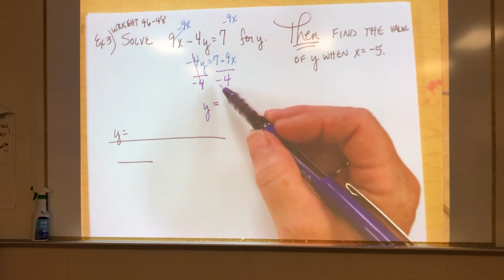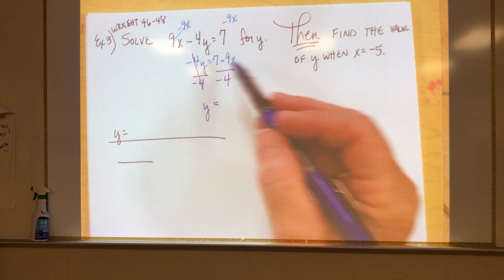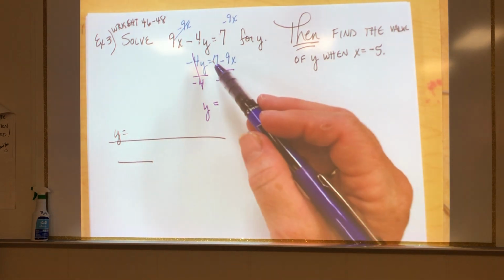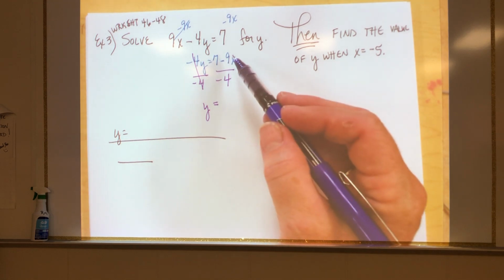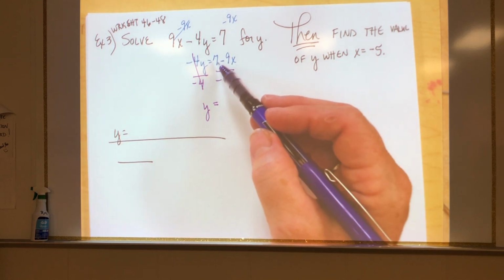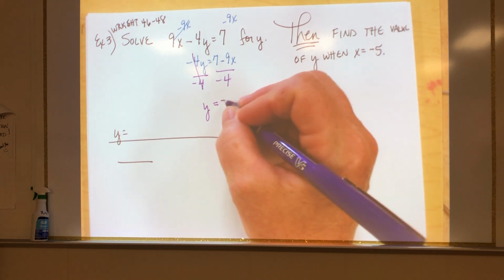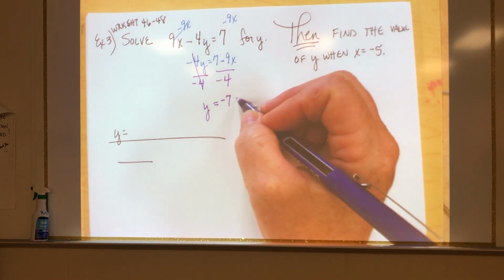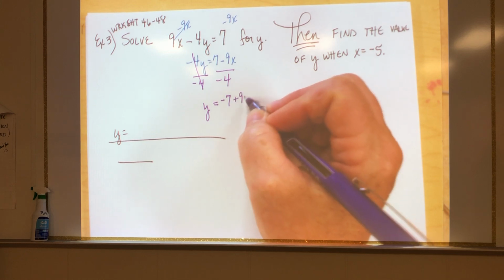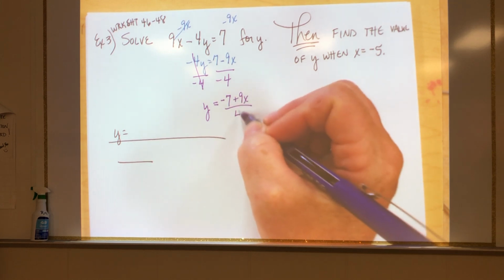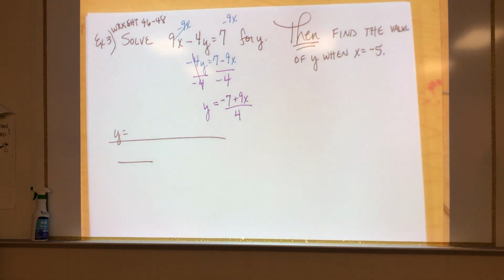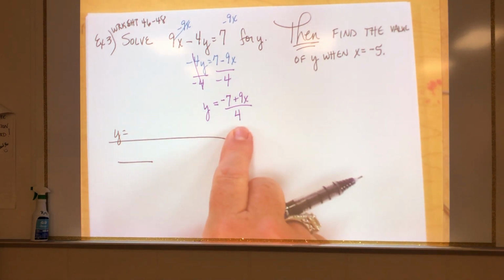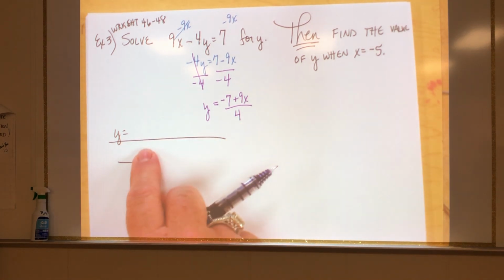So I'm going to take this negative and I'm going to pull it all the way through that top. If it's positive, it's going to make it negative. If it's negative, it's going to make it positive. So what's this 7 going to become? Negative 7. What's this negative 9x going to become? Positive 9x. And now it's going to be over a 4. And y'all, there's nothing wrong with this equation. I like it. That's what I'm writing in my blank.